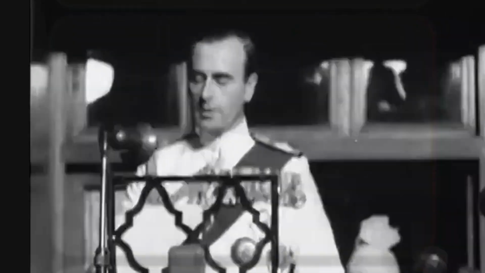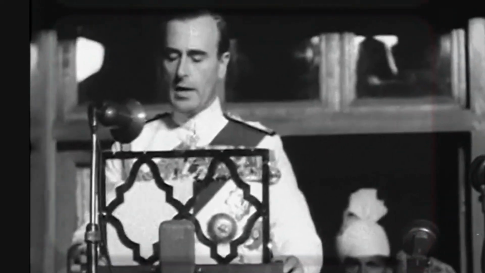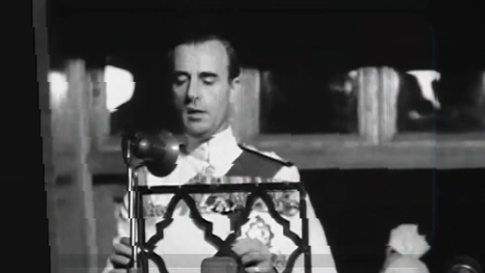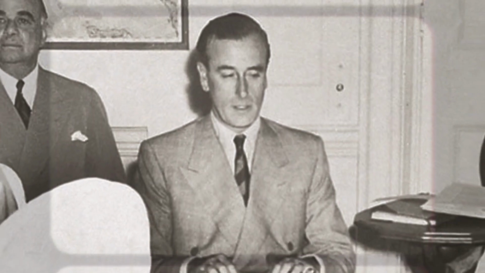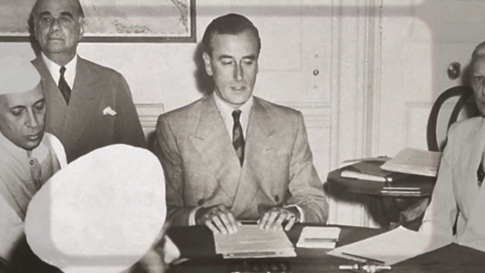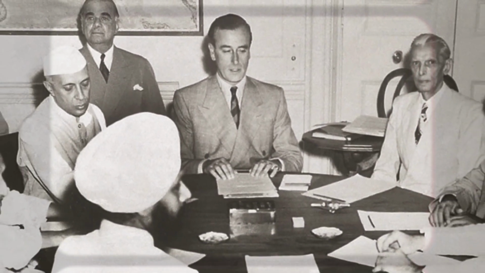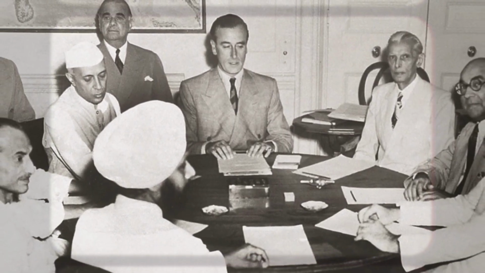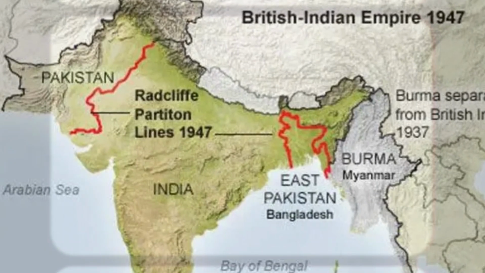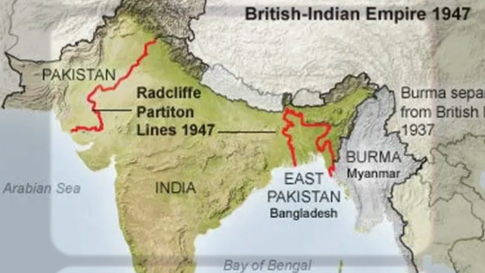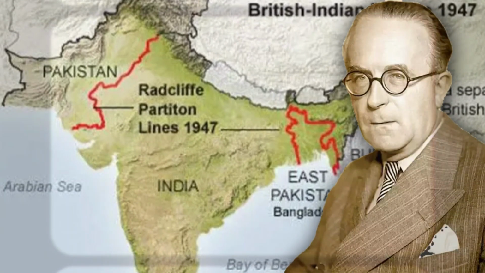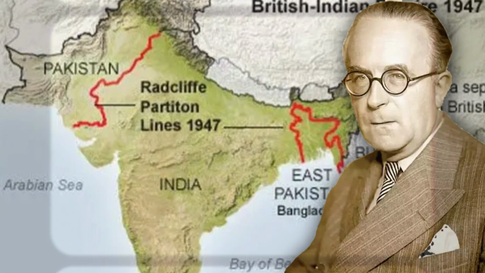The final decision to divide India was made in 1947, with Lord Louis Mountbatten, the last Viceroy of India, overseeing the process. Mountbatten's plan, known as the Mountbatten Plan, proposed the creation of two independent dominions, India and Pakistan. The borders of the two nations were to be drawn by a boundary commission led by Cyril Radcliffe, a British lawyer with little knowledge of Indian geography or society. Radcliffe's task was Herculean and fraught with challenges.